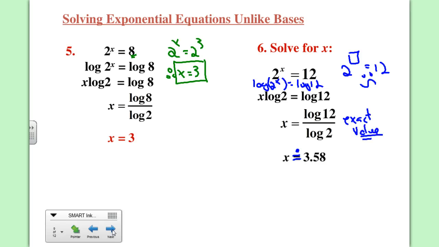Okay? And most times, on your exams and in multiple choice questions, they want the exact value. So we need to be able to do that. If we take 2 to the exponent 3.58, you're not going to get exactly 12. You can try it, but you'll get close to 12. It won't be exactly 12. All right, well, that's a pretty straightforward question.